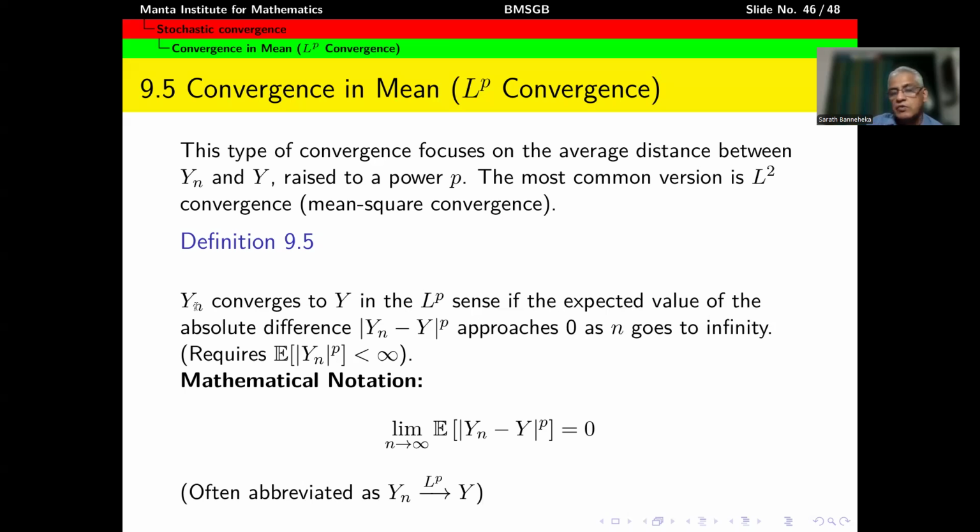We say Yn, sequence of random variables, converges to Y in LP if the expected value of absolute Yn minus Y to the power p approaches 0 as n goes to infinity. That is the definition, right? So this is written as: Yn converges to Y in LP mode. And I'm not going to look at examples of this. I'm just giving you this to complete the types of convergence.